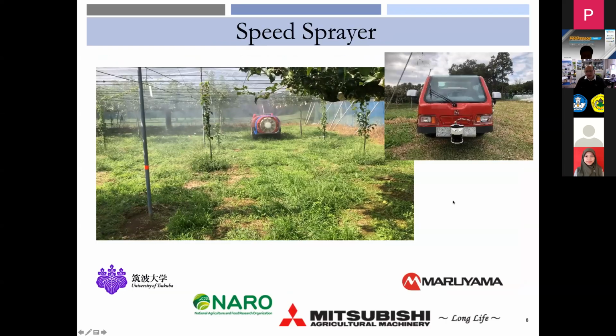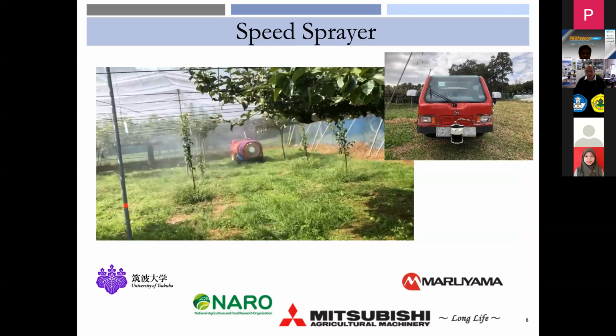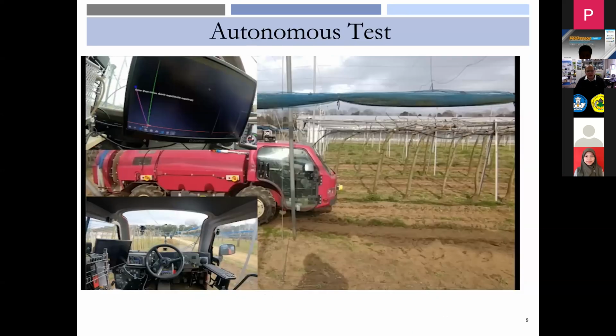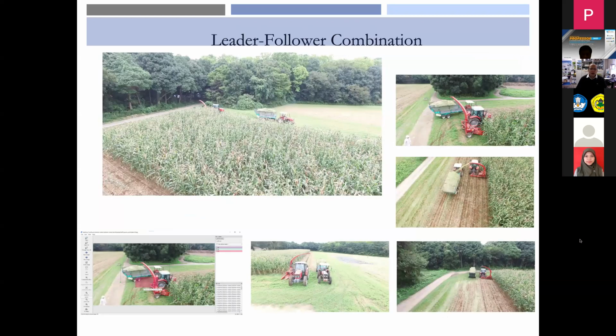So this research is still ongoing with the Japanese machinery companies, especially Maruyama. We are still working on 600 liters and 1,000 liters. Okay. Next phase, I would like to introduce some of the research on our leader-follower combination.